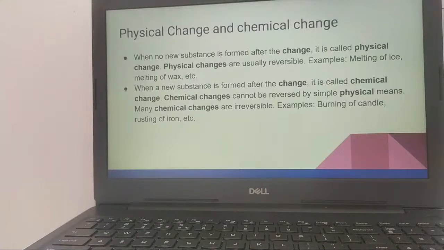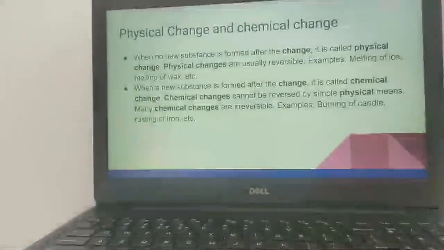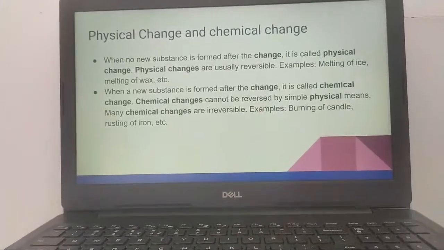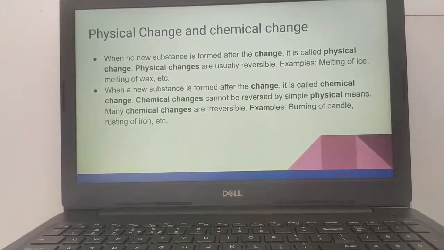And burning of candle example means when the candle is burning, that thread which is burning is not remaining after the complete candle is burnt. So that shows that burning of candle is a chemical change. And in this case also, in burning of candle, the new substance is formed. The new substances are carbon dioxide and water vapor.